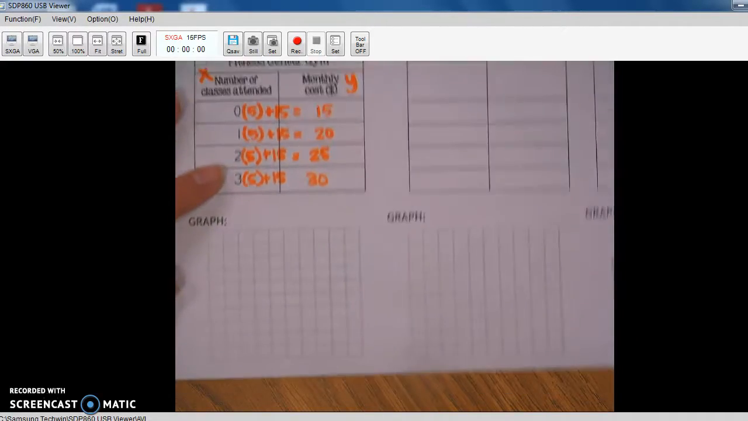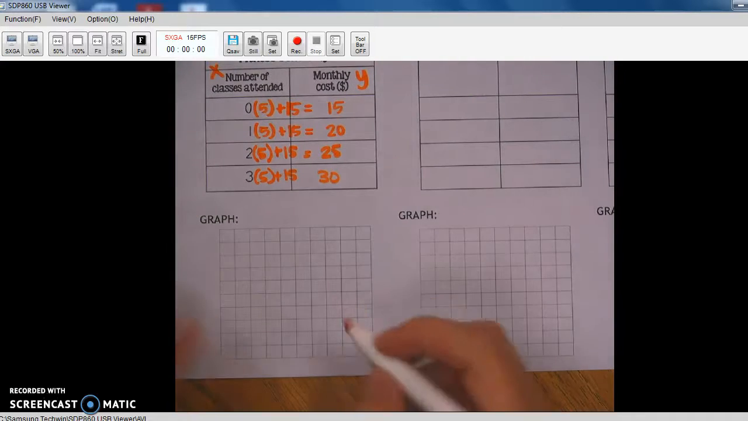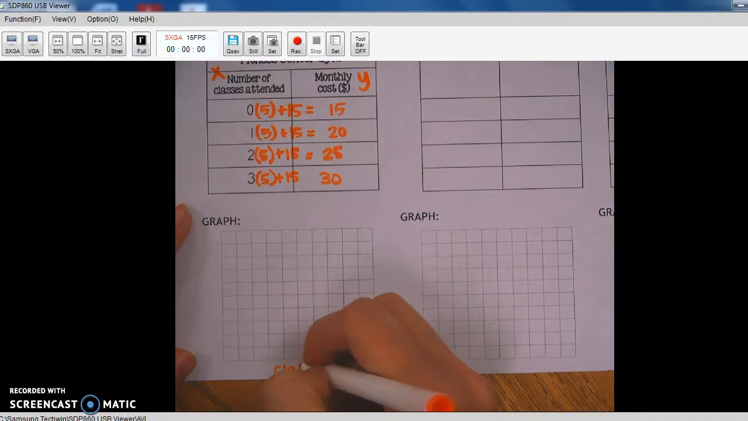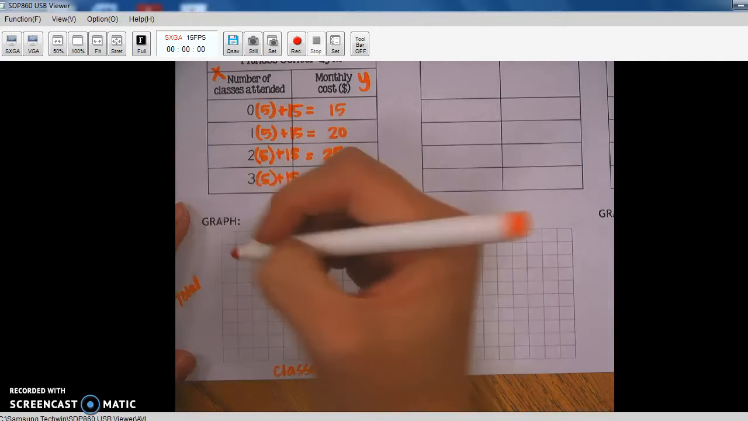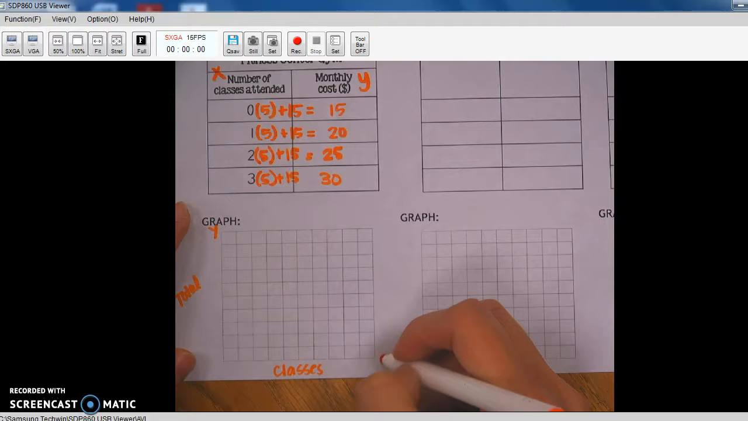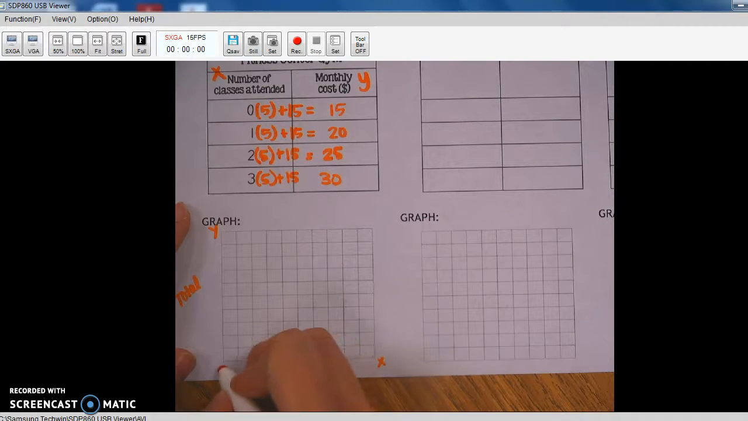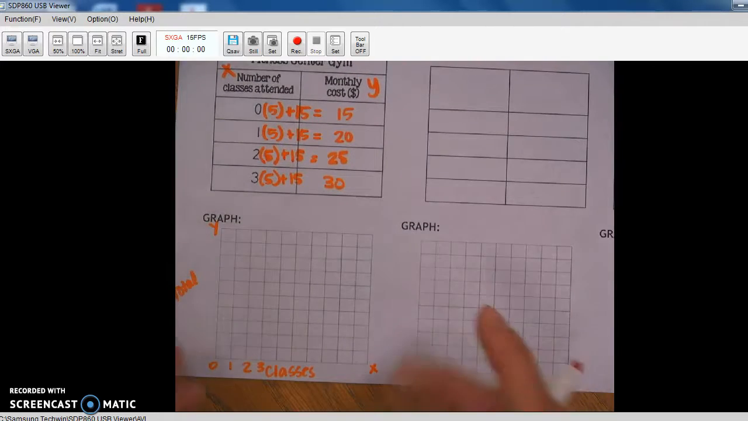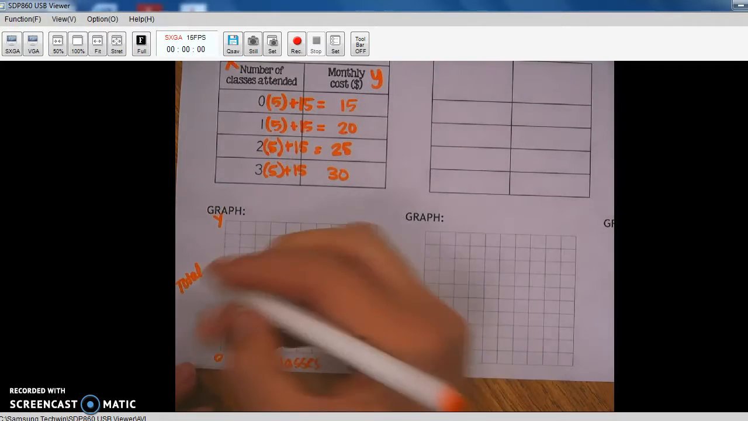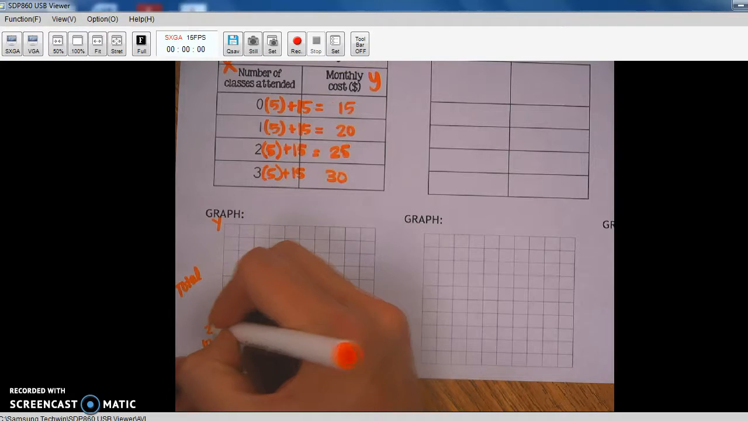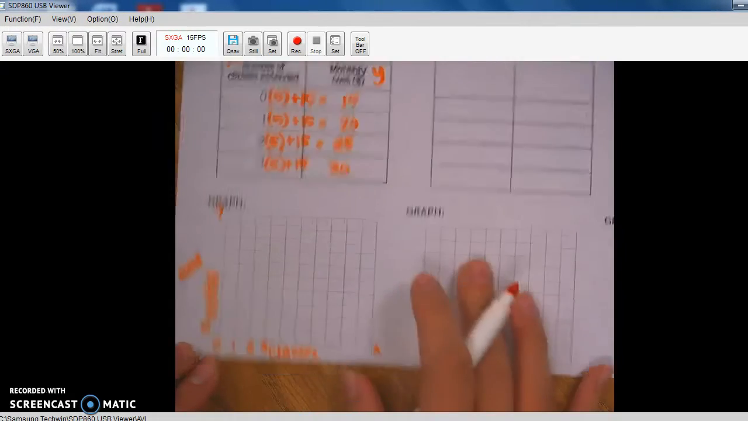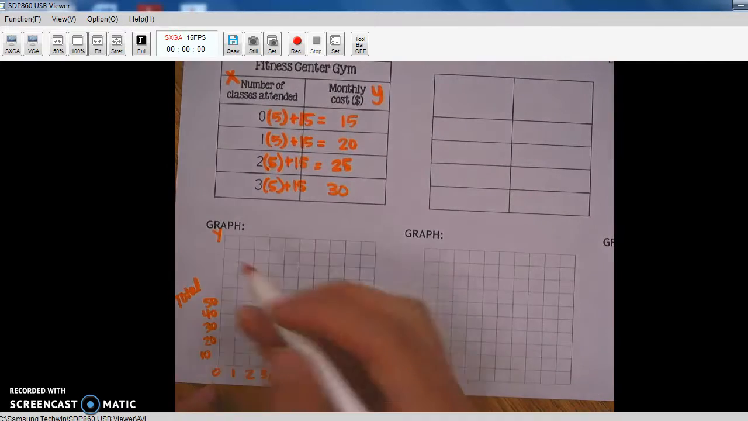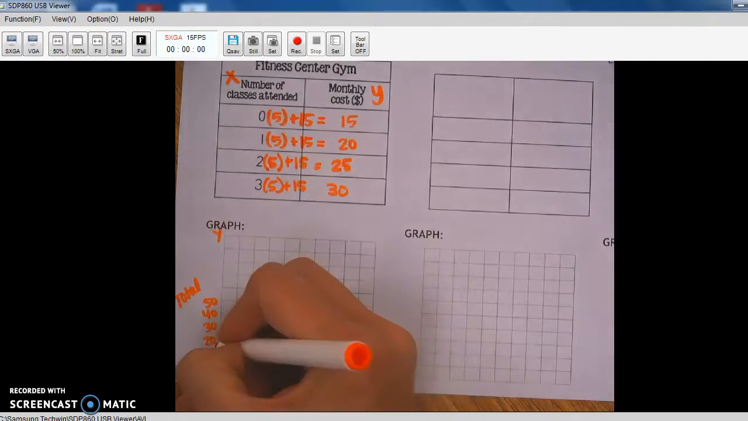Okay, so we've got all of our different amounts. Now remember, we can graph that with our classes down here for x and our total cost over here for our y value, x and y. So I'm just going to go 0, 1, 2, 3 for the classes. And then for the cost, I'm just going to go by tens.